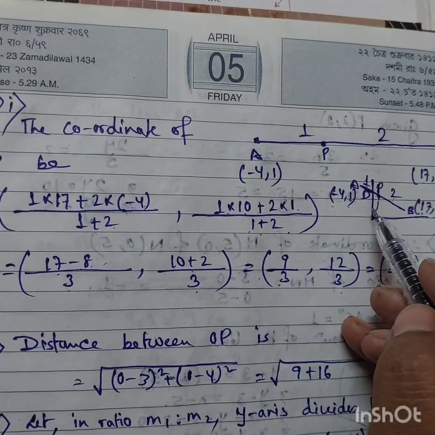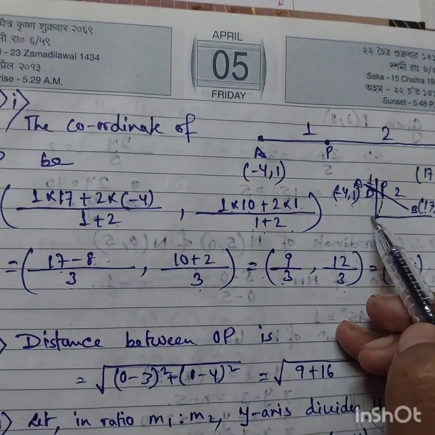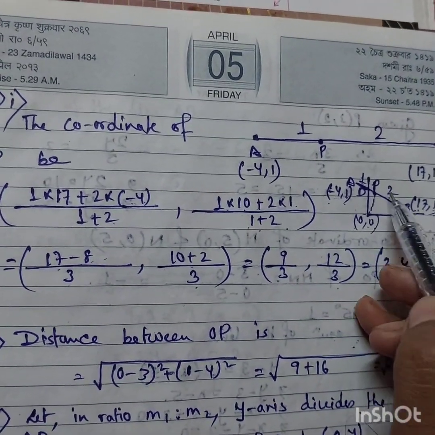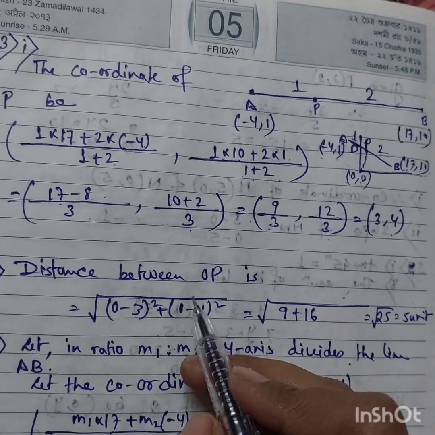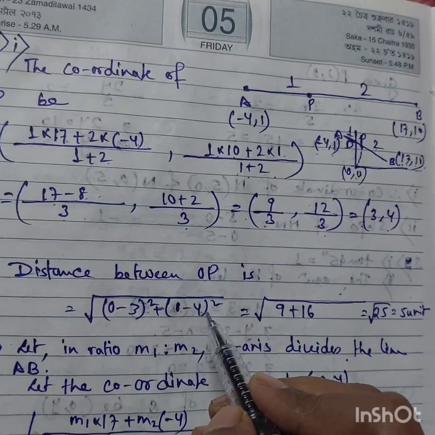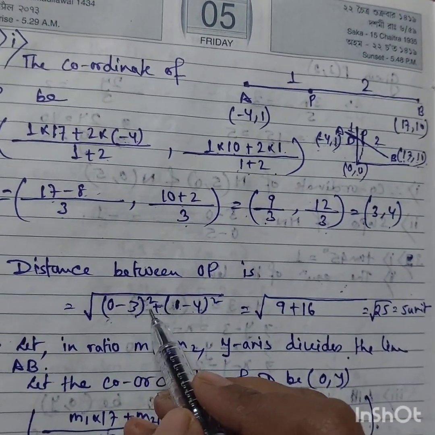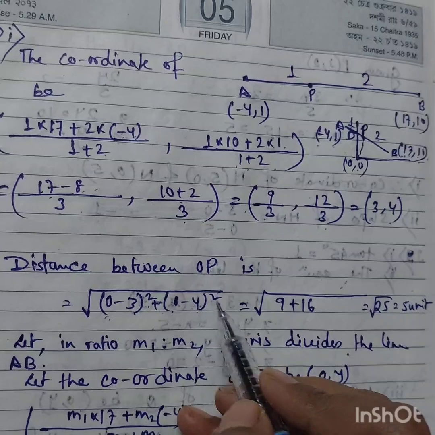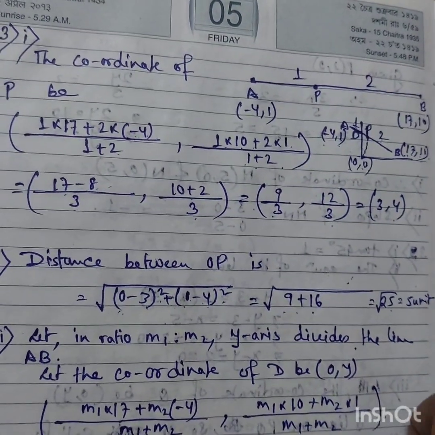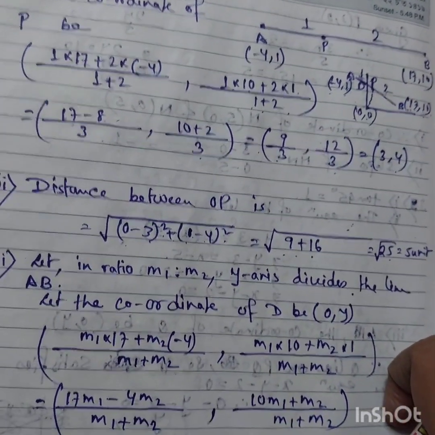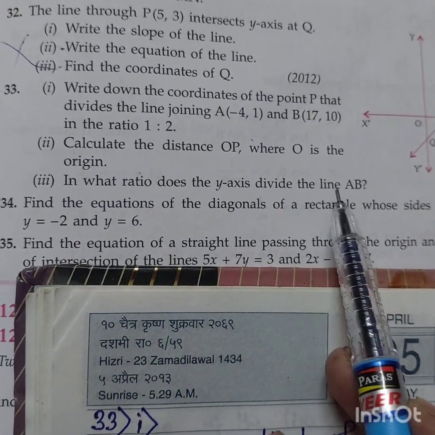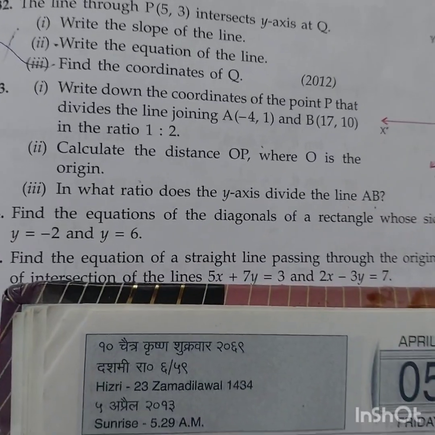Okay. Now you have to find the distance OP. So the coordinate of the origin is (0, 0) and P is (3, 4). So the distance will be root under (0 minus 3) whole square plus (0 minus 4) whole square, means (x2 minus x1) whole square plus (y2 minus y1) whole square, that is equal to root under 9 plus 16, that is root 25, that is equal to 5 units. Now what we have to find? Now we have to find in what ratio the y-axis divides AB.